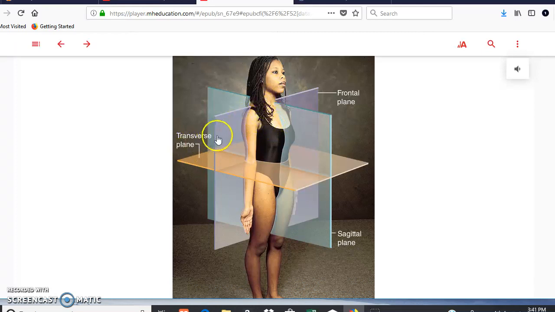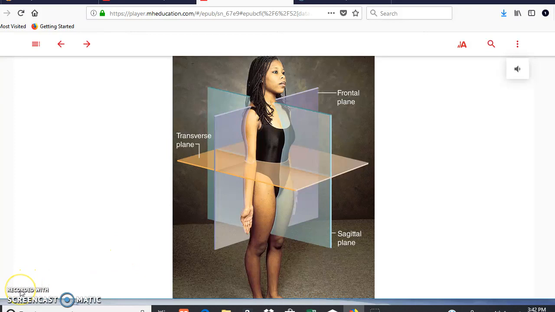You can see the frontal plane in purple right here. The light blue or light gray right here is the sagittal plane. The sagittal plane cuts the body in left and right. The brown plane right here is a transverse plane, and this cuts the body in superior and inferior.